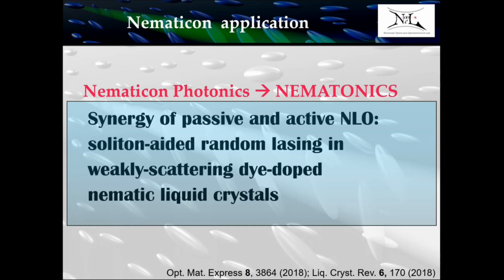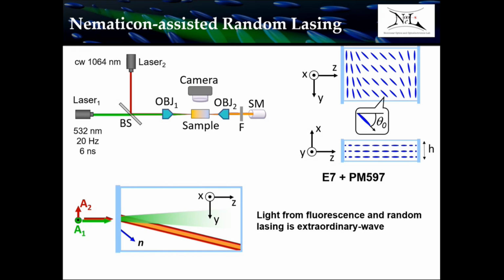So we thought of putting in synergy passive nonlinear optics due to reorientation in nematic liquid crystals, and active nonlinear optics due to this stimulated emission in the presence of a suitable dye and external pumping to make a random laser. For the experiments, we prepared a standard cell with nematic liquid crystals oriented at a certain angle in the principal plane for the extraordinary polarization. And looking at the top of the cell, we had two beams at the input.